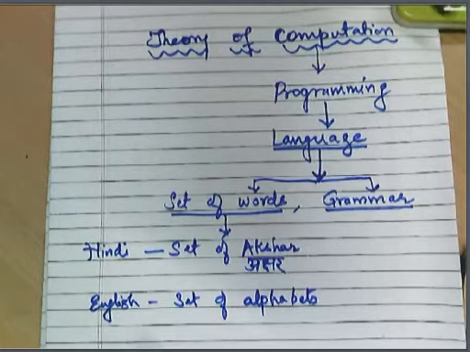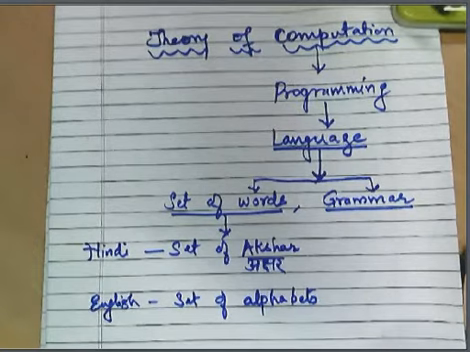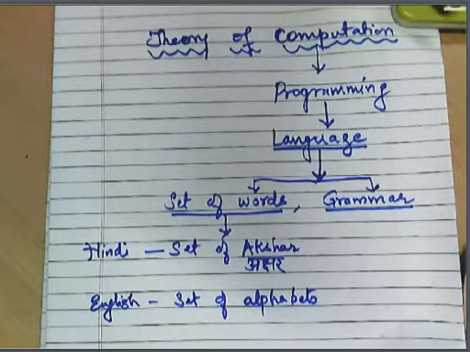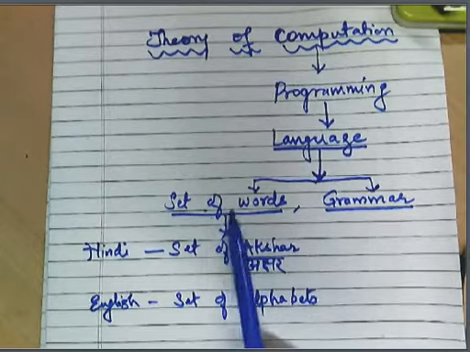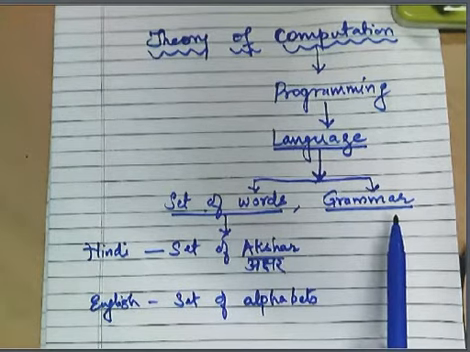So here, when we talk about a language, in this subject we are going to learn about languages which are generated by different machines. When we talk about a language, we need to have these two pieces of information: what is the set of words in that language, and what are the grammar rules.